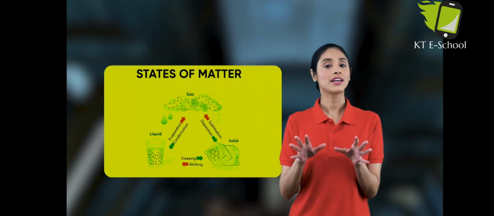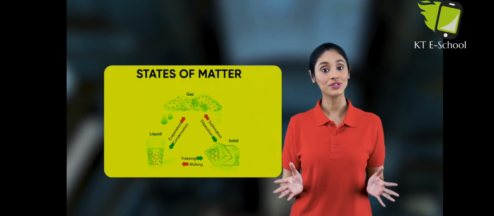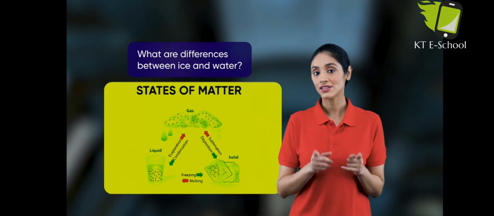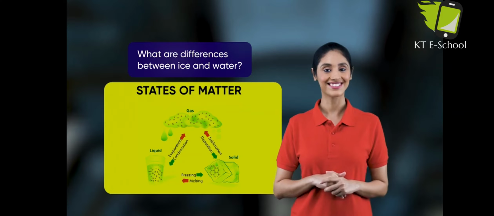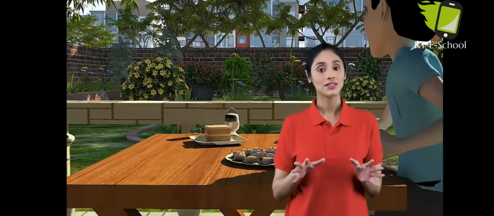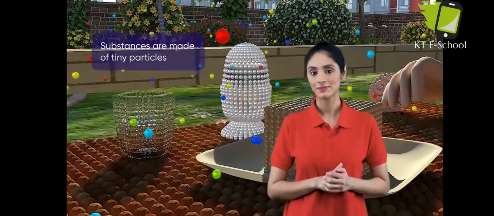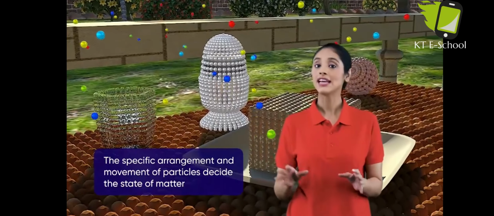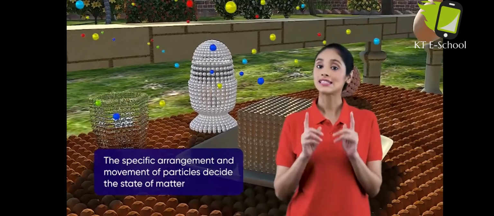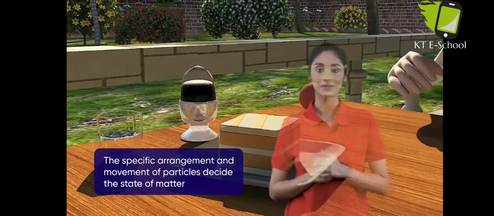Imagine you take a microscope and zoom into the matter. What do you see? Will you see a difference between ice and water? Let's find out. All substances or matter around us is made up of tiny particles. The specific arrangement and movement of these particles in different substances decide the form or the state in which that substance exists.